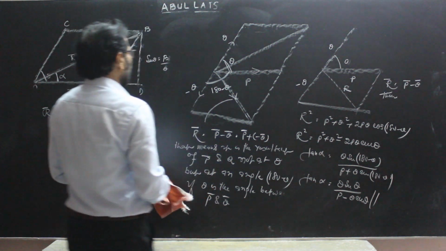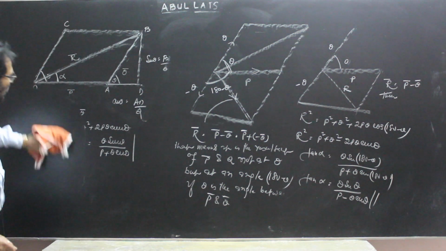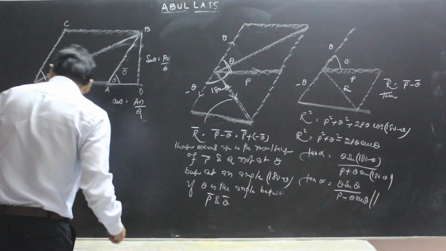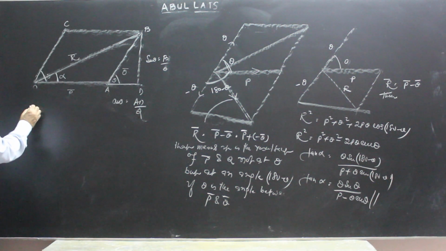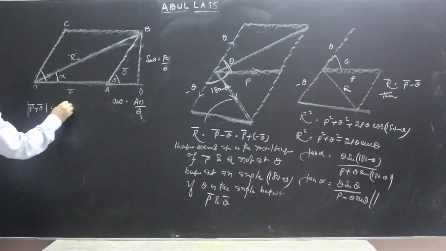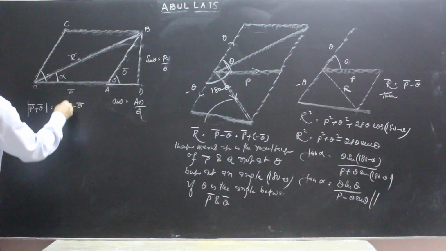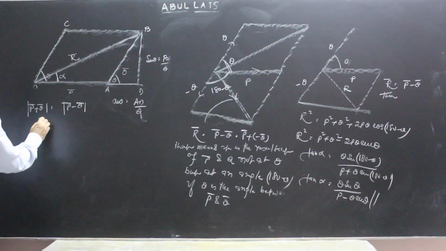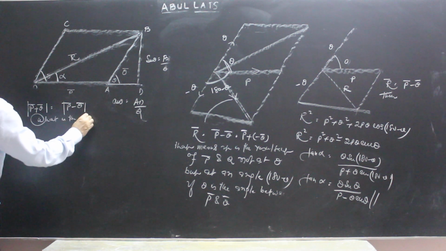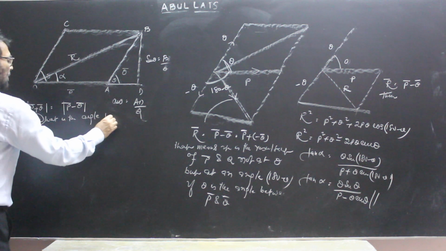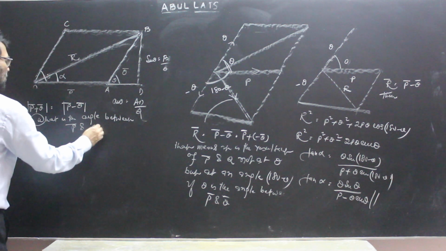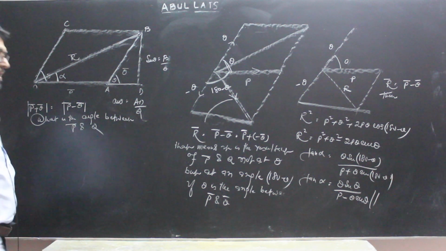Now if you are given that mod of P plus Q is equal to mod of P minus Q, what is the angle between P and Q?